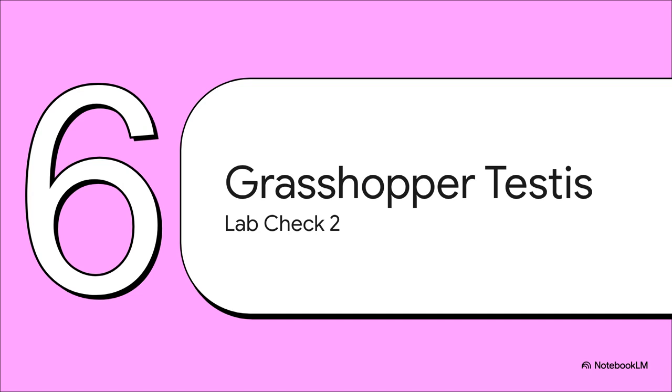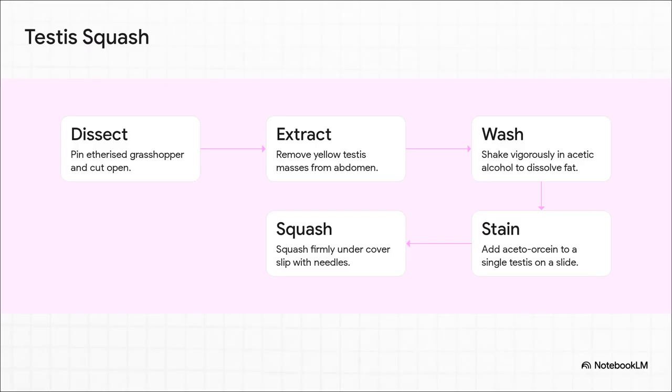Section 6. Grasshopper testis squash experiment, lab check 2. Just like we observed mitosis in those plant roots earlier, we can observe meiosis by preparing a squash from the reproductive organs of a male insect. Now, this requires a slightly different approach in the lab. First, we dissect an etherized grasshopper to locate and extract the yellow testis masses from its abdomen. And here is the major difference from the plant root experiment. We must vigorously wash this animal tissue in a solvent called acetic alcohol. This is non-negotiable because it dissolves all the surrounding fatty materials that would completely ruin our view into the microscope.